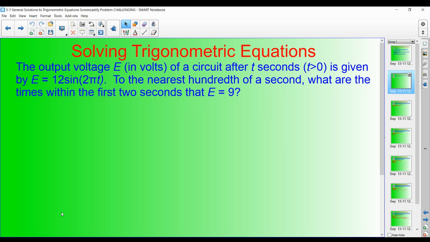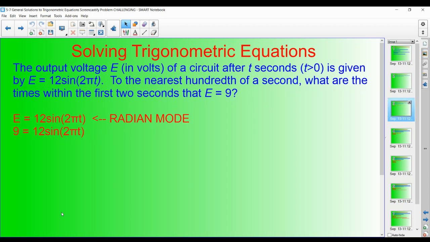The first few steps are going to look very similar to everything we've done so far. I set up the equation and fill in my unknowns. It tells me E equals 9. Please make sure you're in radian mode. And I have the equation 9 equals 12 sine 2 pi t.